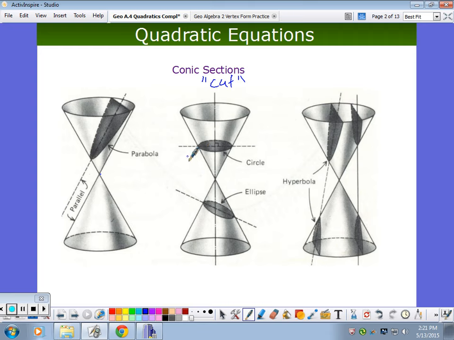We learned a lot about circles this year. If you slice a little bit to the side, that circle becomes an ellipse, which is more like a squishy circle, an oval. And then this thing here, if you cut and you hit two of them, that's called a hyperbola. You'll learn more about these in, I guess, pre-calculus.